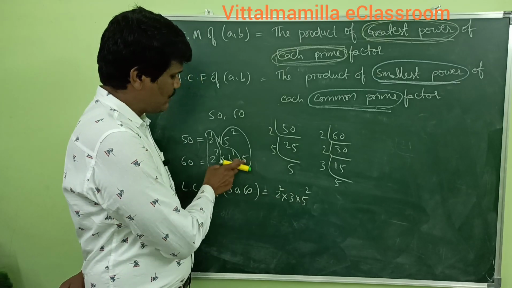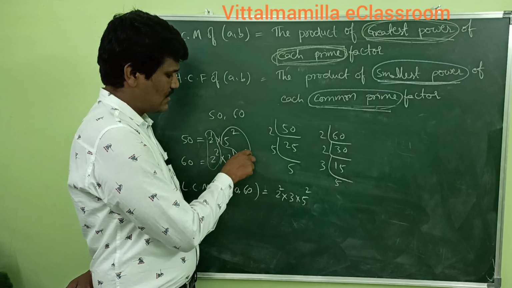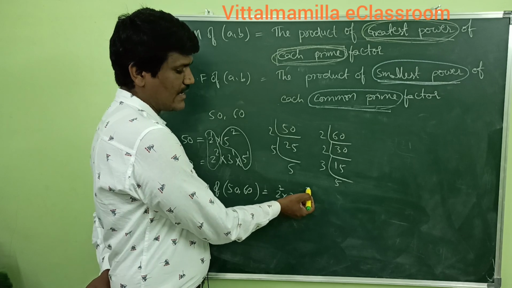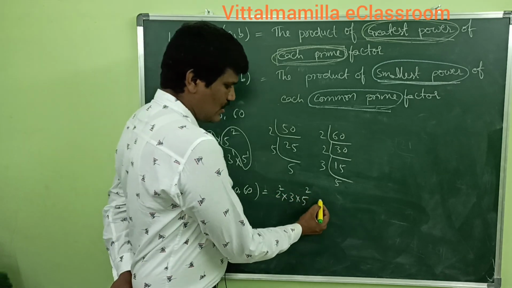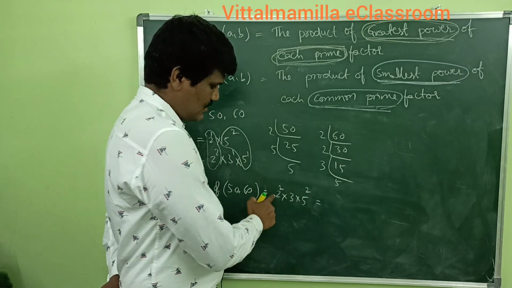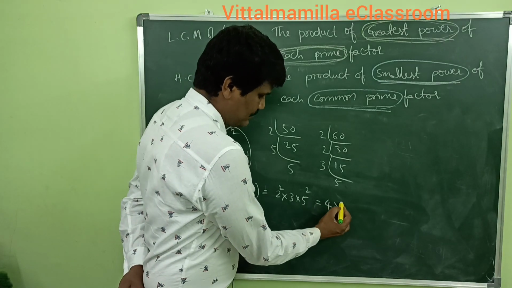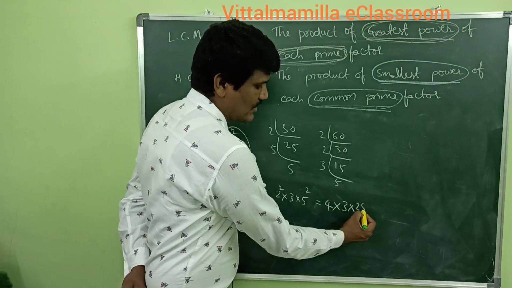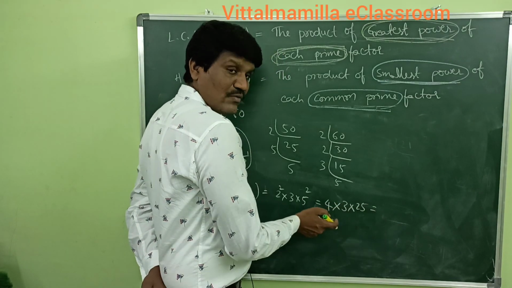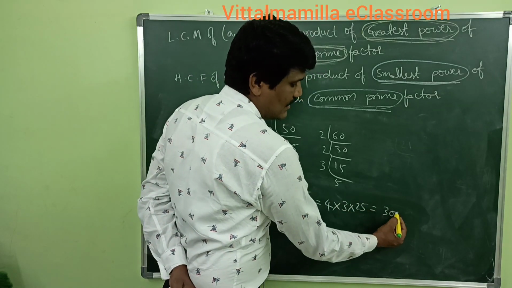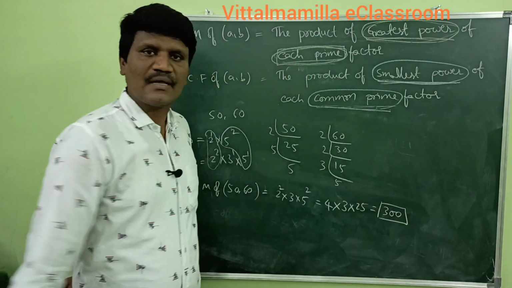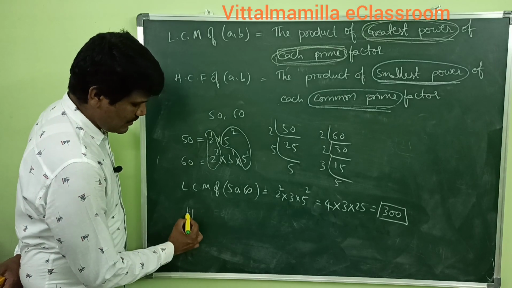Then 3, and then 5. If you compare 5, which is the highest one? The highest one is 2. So I should take 5 square. Now if you multiply 2 into 2, 4, 3, 25 is nothing but 100 times 3. 300 is your LCM.